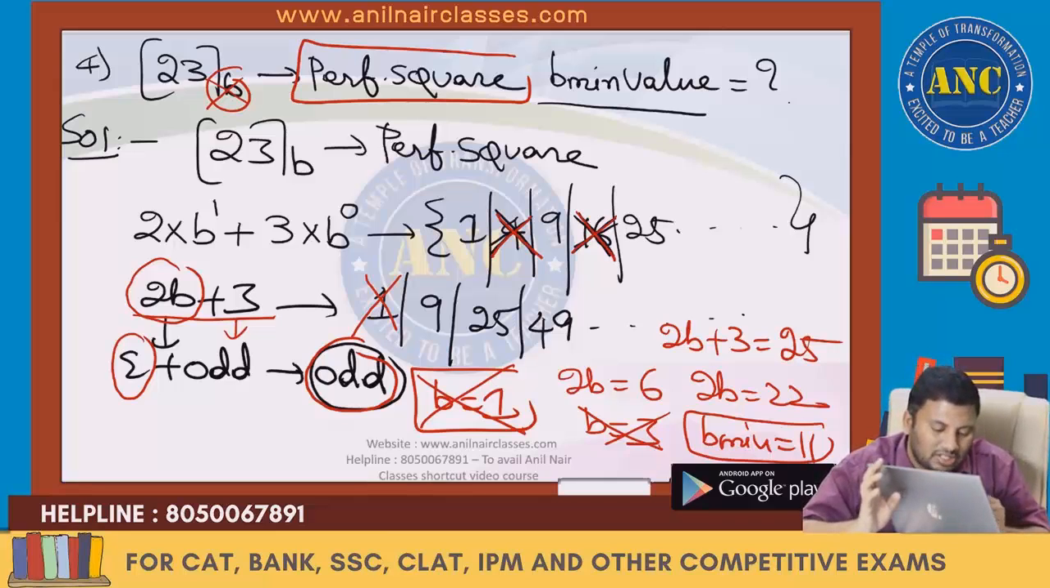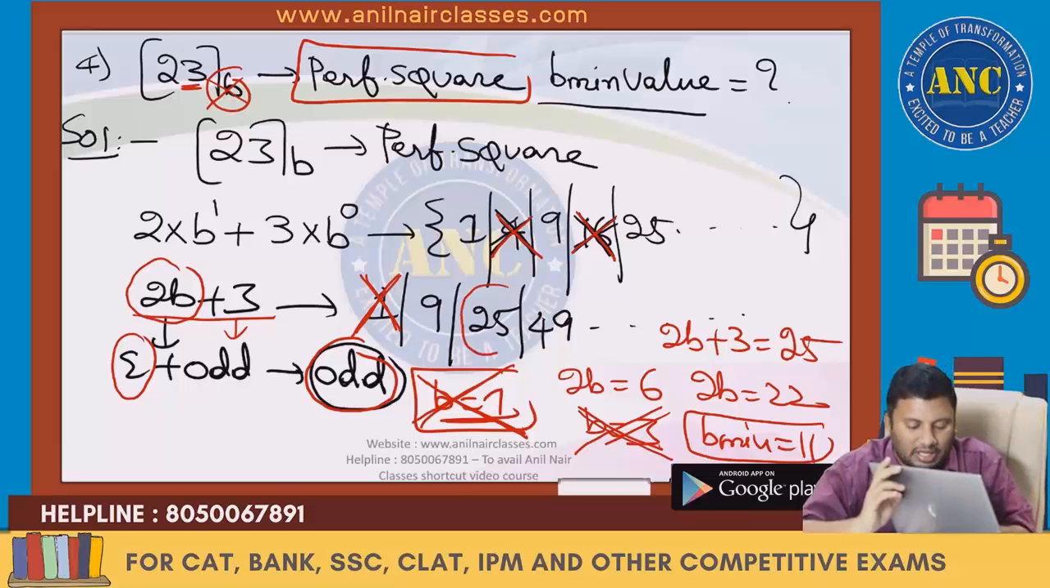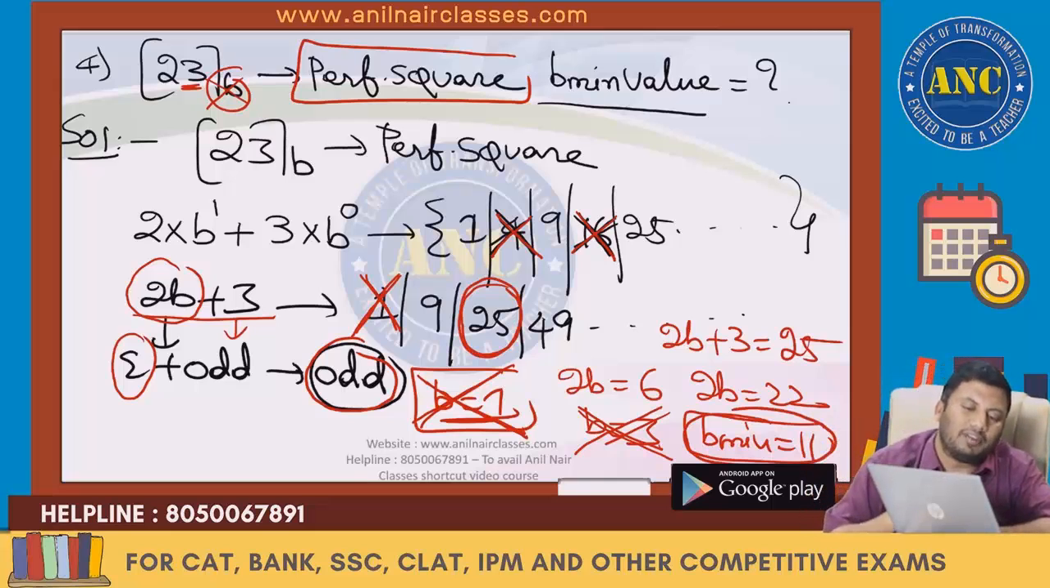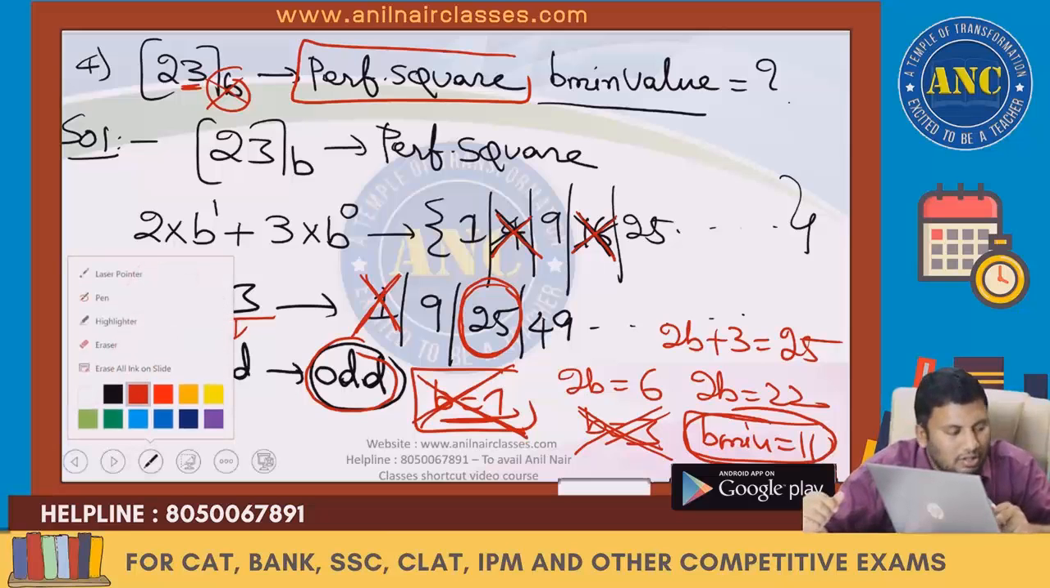2B plus 3 is 1. B value 1. In a base system 1, digit 3 won't come. So it is cancelled. 2B plus 3 is 9. B value is 3. In a base system 3, digit 3 won't be there. So it is 25. So B minimum will be 11. Even if you calculate, 2 11s are 22. 22 plus 3 is 25. 25 is a perfect square. Fourth one over. Fifth one.